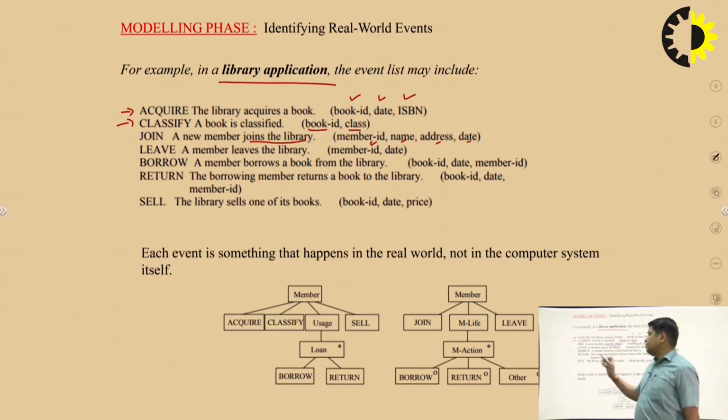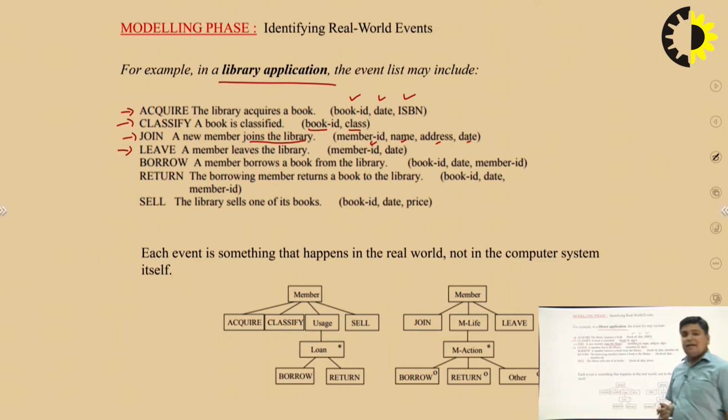Now leave a member, this is again one activity, leave. A member can leave the library. At the time of a member leaving, we require only 2 attributes: first is member ID, and the date on which a member has been removed from the particular portal. Borrow, this is again an activity. Inside the modeling phase, we have defined all the events and what event attributes are required. We can define n number of events while developing our applications.